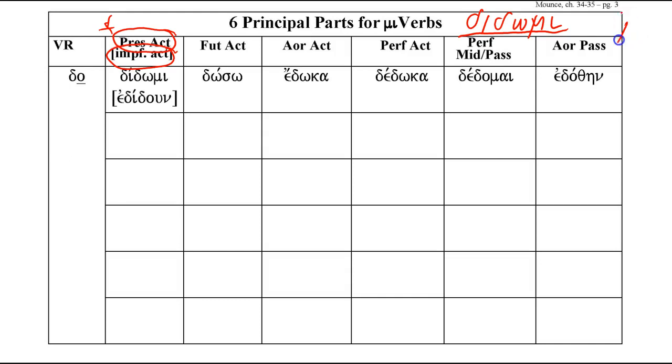μι verbs do look like λύω for all the other tenses, except for a couple special rules. One, you have to learn the special suffix endings for the present tense. Two, you have to remember the iota reduplication for both the present and the imperfect tenses, because the imperfect is built on the present tense.